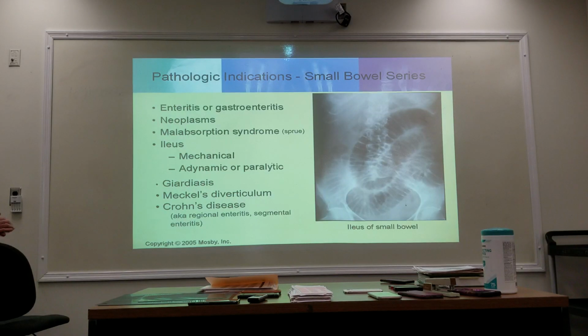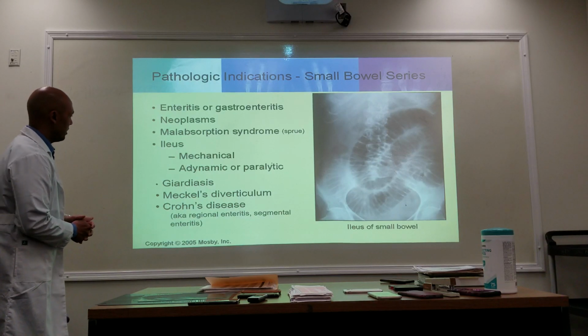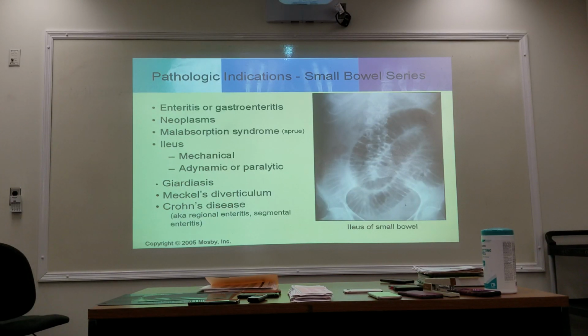Why would we do a small bowel series? Well, we have enteritis or gastroenteritis. We're going to go through these individually. Neoplasms, malabsorption syndromes, ileus, giardiasis, Meckel's diverticulum, and also Crohn's disease.